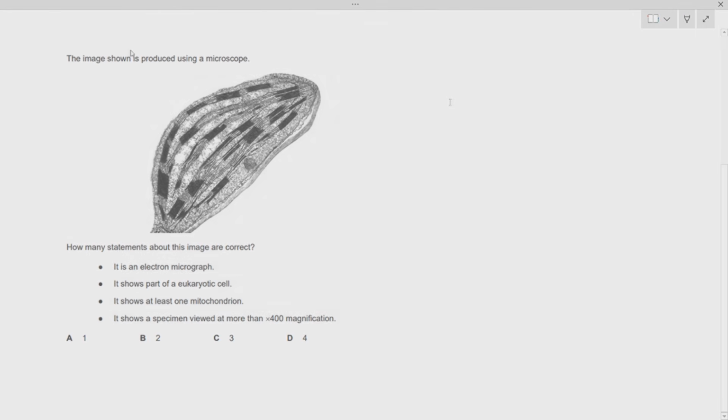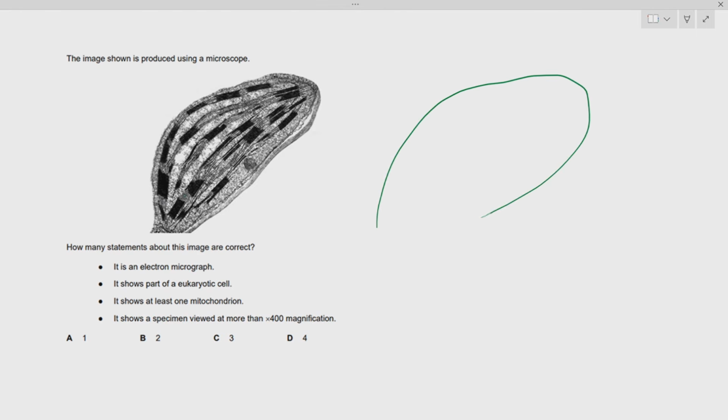Right. For the next set of questions for this particular chapter, we have to look at actual images of cells or the organelles taken using a light microscope or electron microscope. So let's dive right into it. The first question over here is, the image shown is produced using a microscope. How many statements about this image are correct?